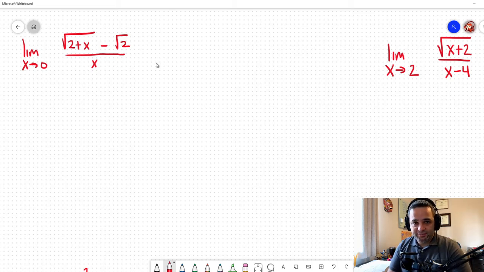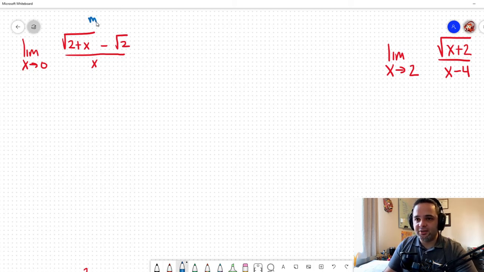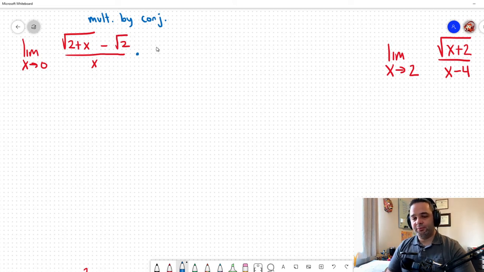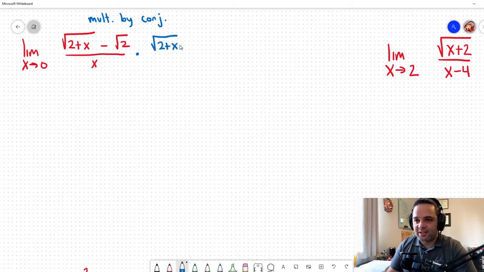So one technique, and typically we like to do this when we see radicals, is to multiply by the conjugate. So this technique here is multiply by the conjugate. What I really want to do is get rid of those radicals that are in the numerator. So I'm going to go ahead and multiply by the conjugate, square root of 2 plus x plus square root of 2. Remember, when you multiply by the conjugate, the top and the bottom get multiplied by the same thing. So I'm going to do that.